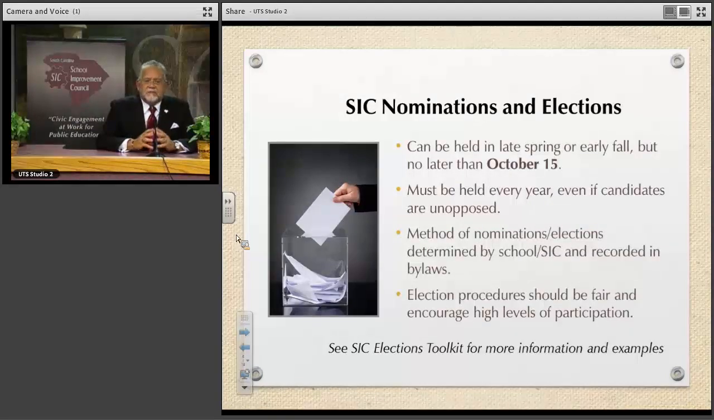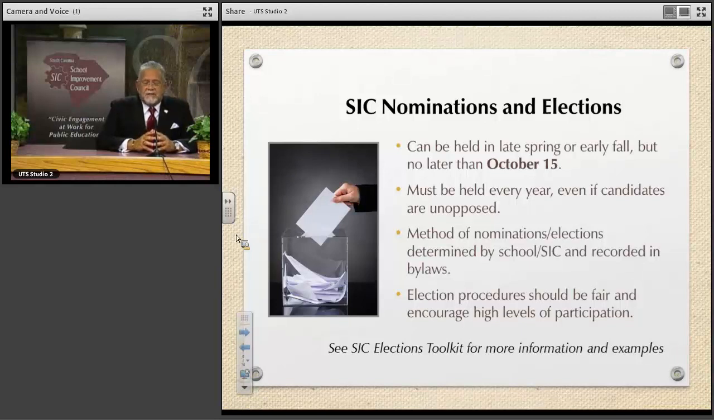Now, SICs have some flexibility in deciding when and how to hold elections for parents, teachers, and students. State law requires only that SIC elections be held every year by October 15th. Traditionally, most SICs have held their elections in August or September. We've noticed, however, that more schools are holding their elections in late spring. This gives SICs time to plan over the summer and hit the ground running in August.